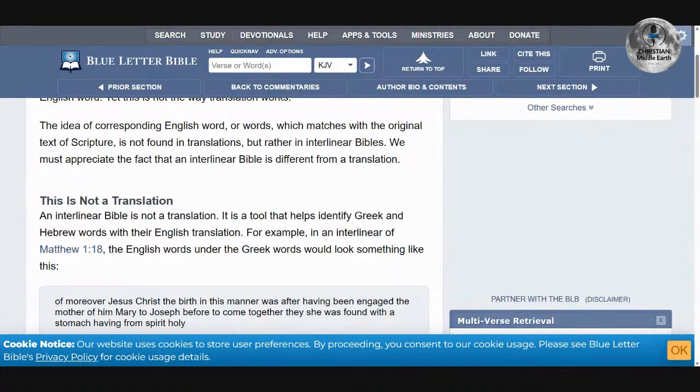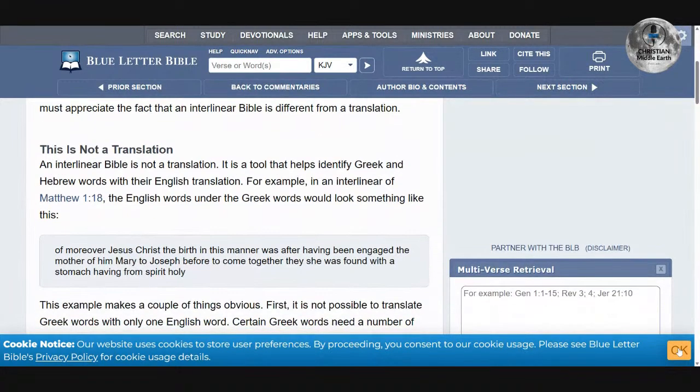For example, in an interlinear of Matthew 1:18, the English words under the Greek words would look something like this. Of moreover, Jesus Christ, the birth in this manner was after having been engaged, the mother of him, Mary, to Joseph, before to come together, she was found with a stomach having from Spirit holy.